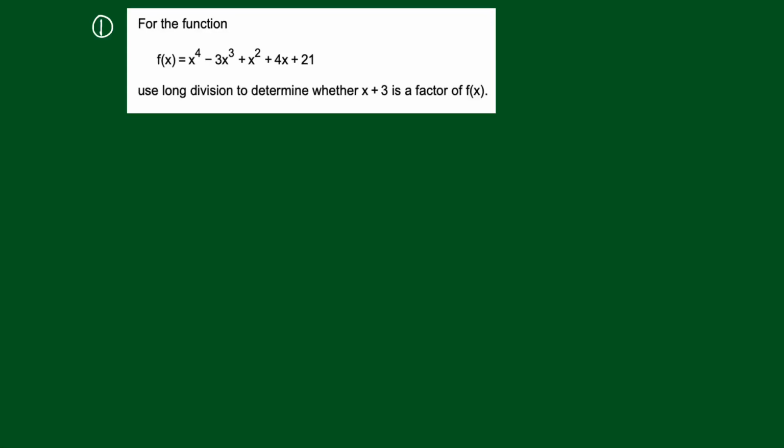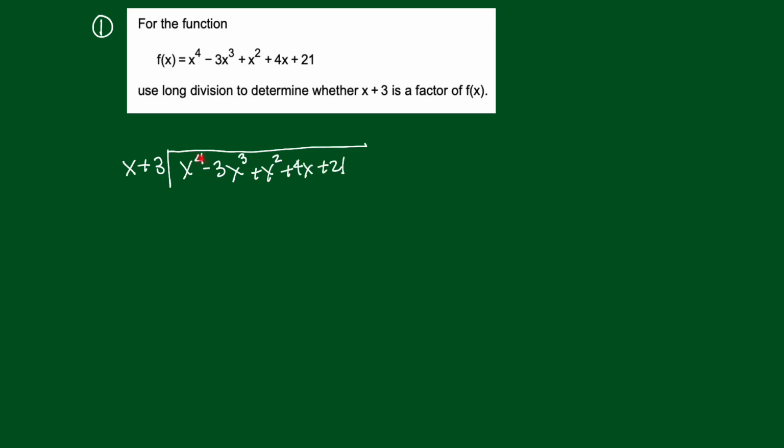We're going to use long division to determine if x plus 3 is a factor of this polynomial right here. Now, to be a factor means that x plus 3 times some other polynomial will give us this, with no remainder. So let's set this up as x plus 3 divided into x to the fourth minus 3x cubed plus x squared plus 4x plus 21.